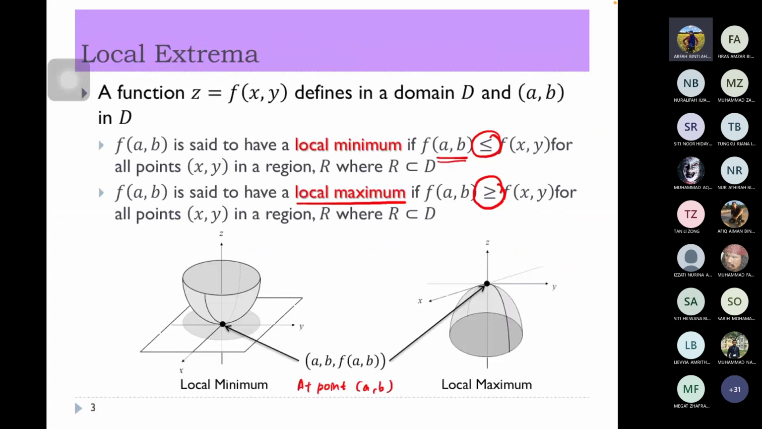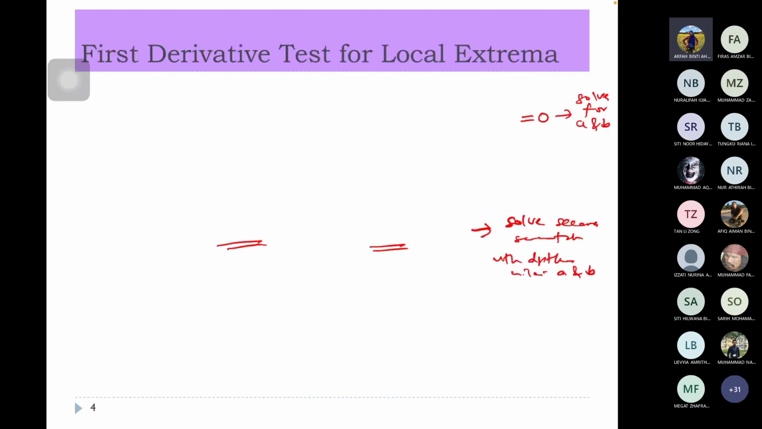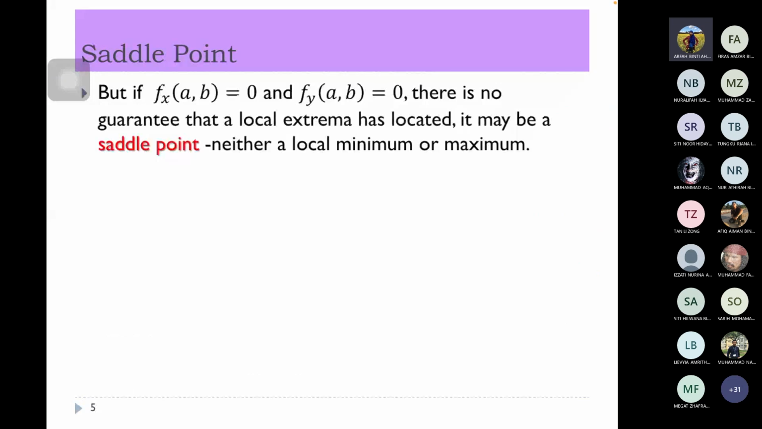If you get the value lebih kecil daripada kosong, then it will become local minimum. But if the value of the function is greater or equal to zero, then we will call that a local maximum. Okay. Tapi macam mana kalau kita dapat dia sama dengan kosong? If the partial derivative of the function equals 0, the same goes with the partial derivative with respect to y, there is no guarantee that a local extrema has been located. It may be a saddle point, neither a local minimum or local maximum.